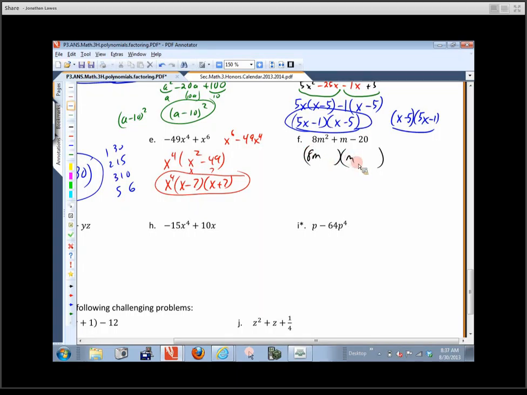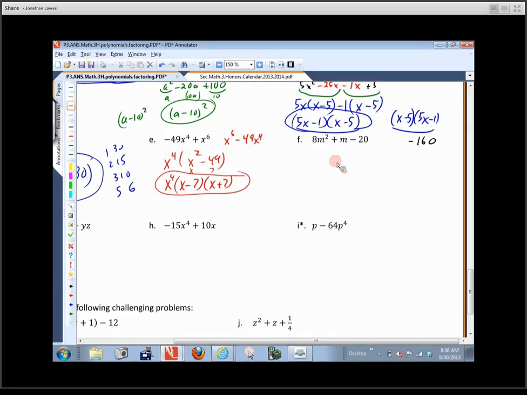That might be one way to do it. Or maybe it's a 4m and a 2m. And then we've got to find numbers to put here that multiply to be 20. So if you're really good at guess and check, you could try it that way. Or because this is a hard trinomial, we're going to multiply 8 with -20. What do I get? -160. And I'm looking for numbers that multiply to be -160 that combine to be +1.